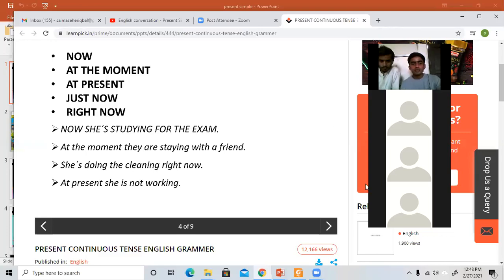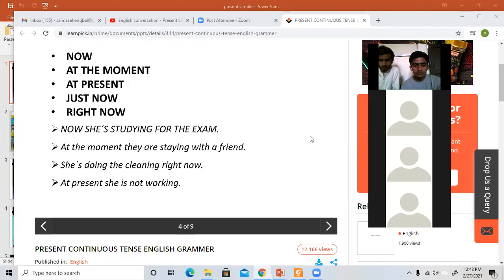So these are some hints for you. When you see now, at the moment, at present, just now, right now, these are some time frames that you can use with present continuous tense. Like, what are we doing right now? If you can just write in the chat box, what are we doing right now?